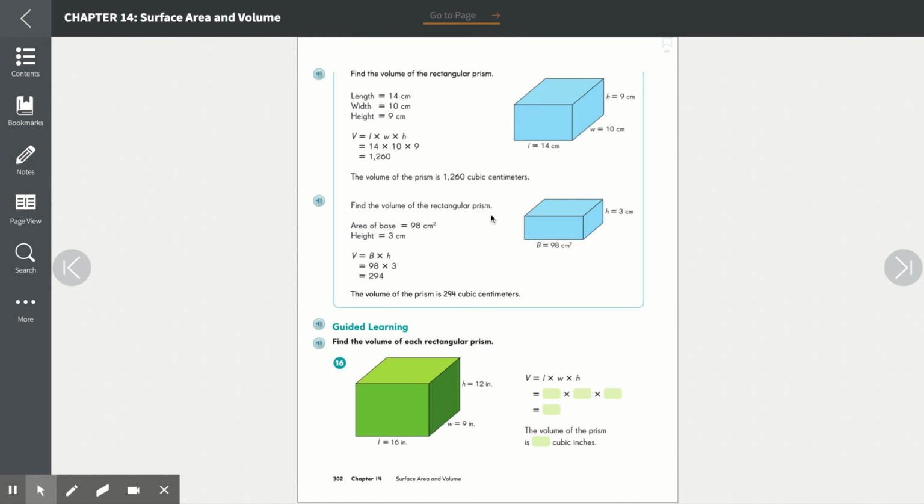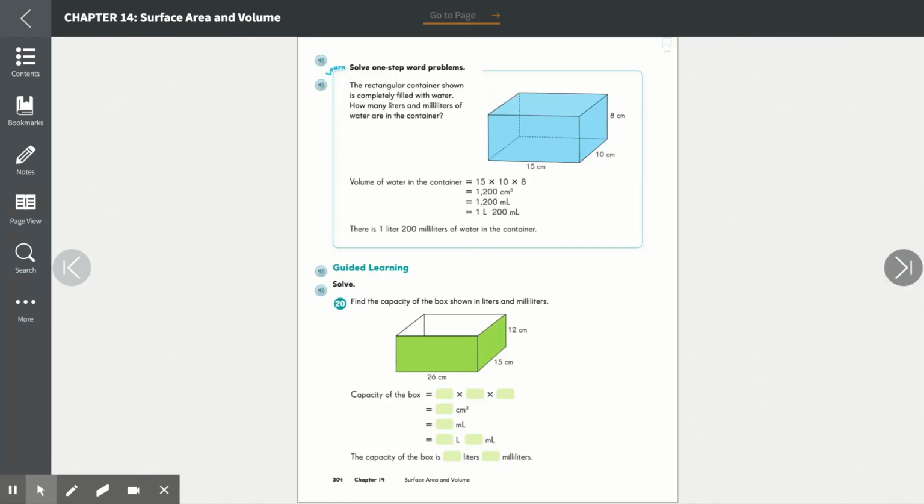Finding the volume of this rectangular prism, if the area of the base is 98 centimeters squared and the height is 3 centimeters, then we would know that volume equals base times height, the area of the base times the height. So that would be 98 times 3, or 294. And the volume of this prism would be 294 cubic centimeters.